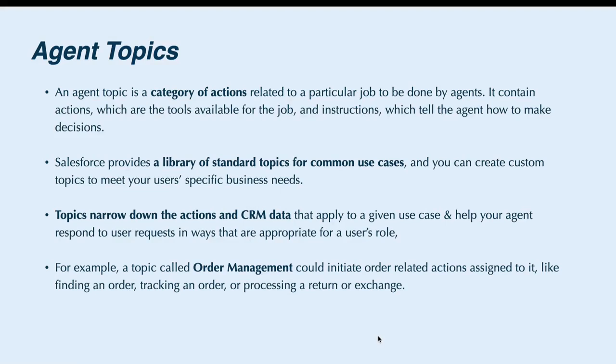Next is agent topics. An agent topic is actually a category of actions related to a particular job to be done by the agents. So these are categories or classifications of actions that basically define the overall job an agent can perform. It can contain actions and instructions, where actions are the tools that are available for the job and instructions tell the agent how to make the decisions.